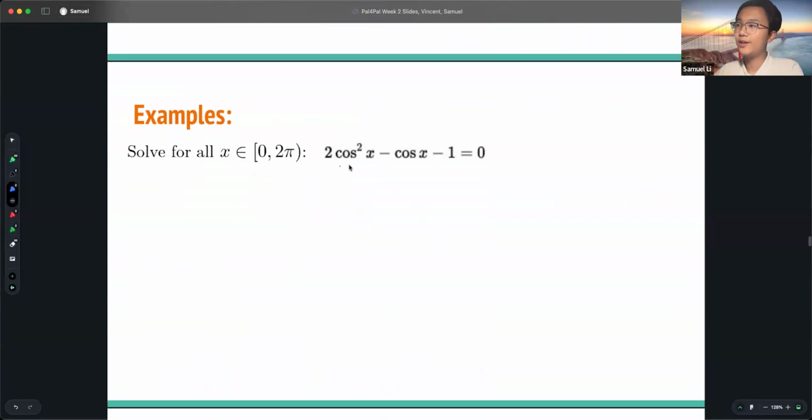And this question right here, there's no identity required. So I'll give you 2 minutes to think about this. It's not too difficult. Treat this as a quadratic. We have a cosine x squared, a cosine x, minus 1. If you know how to solve something like 2y squared minus y minus 1 equals 0, then great. Just replace the y with cosine x and see what you get.